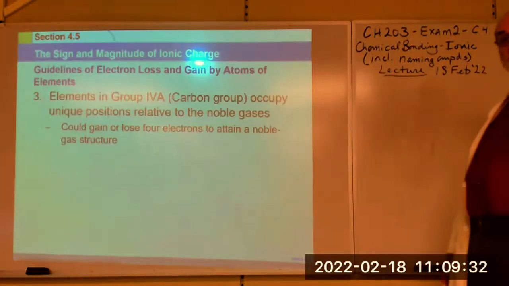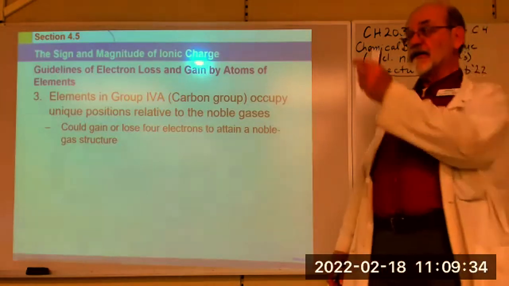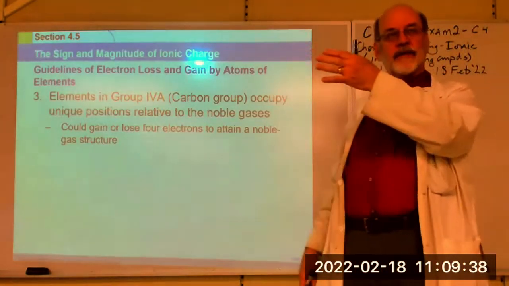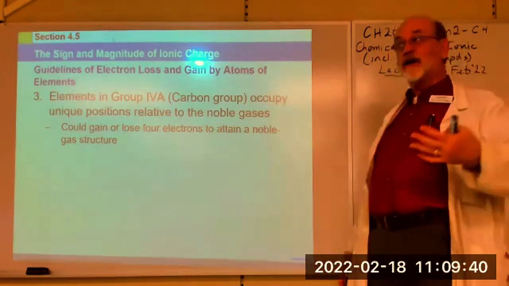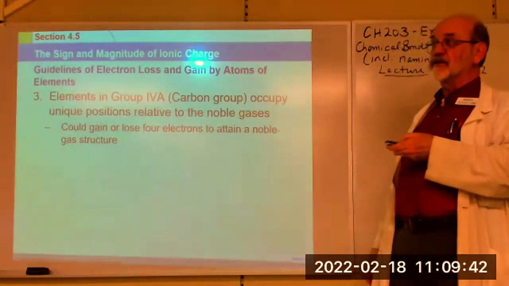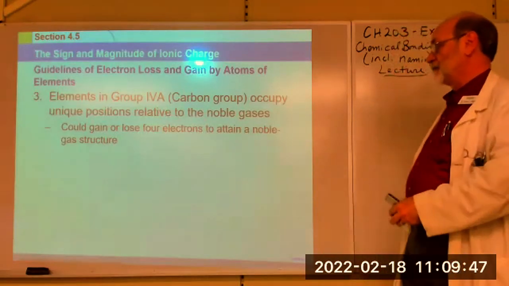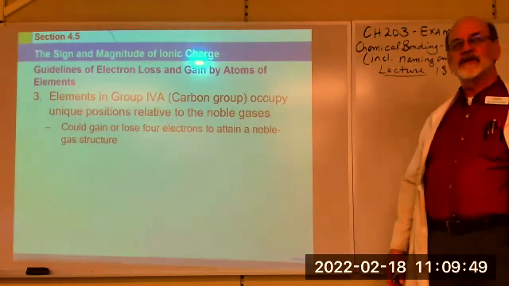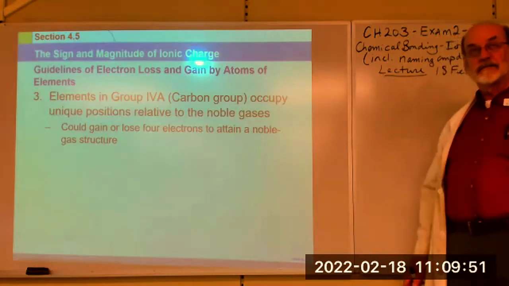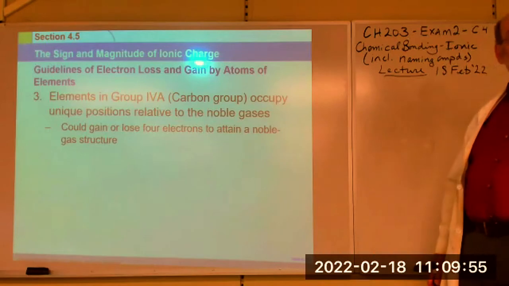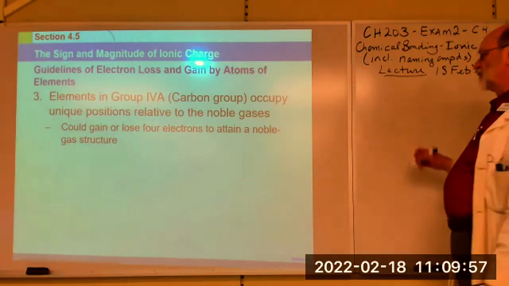Carbon group, they can go either way, right? Because they've got 4 valence electrons, they can either add 4 or subtract 4. And so it depends on the environment as to whether carbon, silicon, germanium go positive or negative. If carbon is bonded with a metal, it usually goes negative.